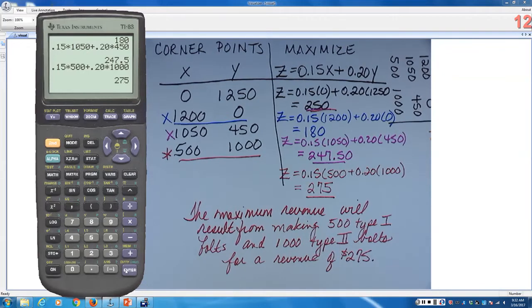And that's the way you should write your answer. You need to interpret your answer.